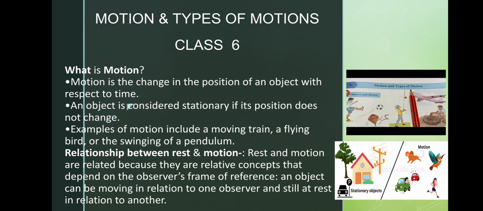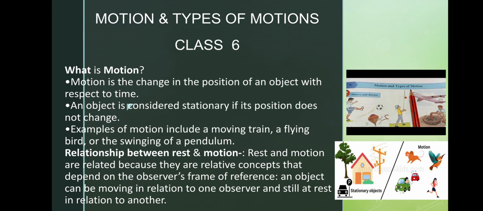What is motion? Motion is the change in the position of an object with respect to time. An object is considered stationary if its position does not change. Examples of motion include a moving train, a flying bird, or the swinging of a pendulum.